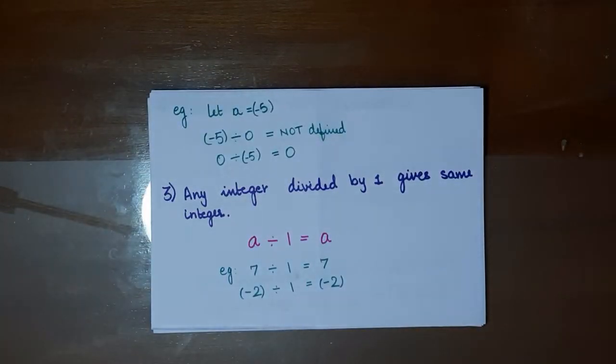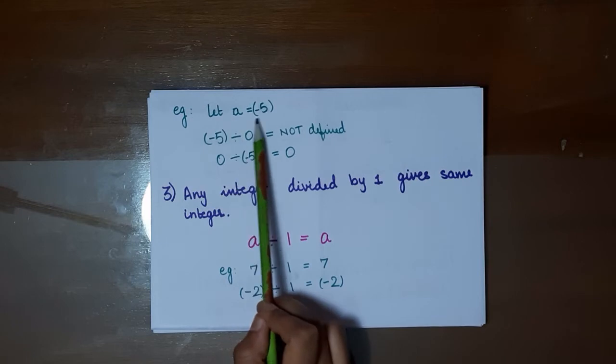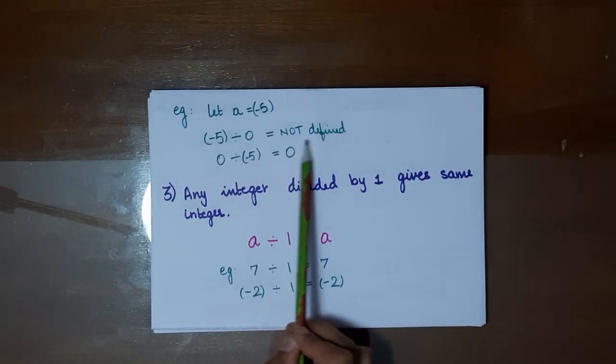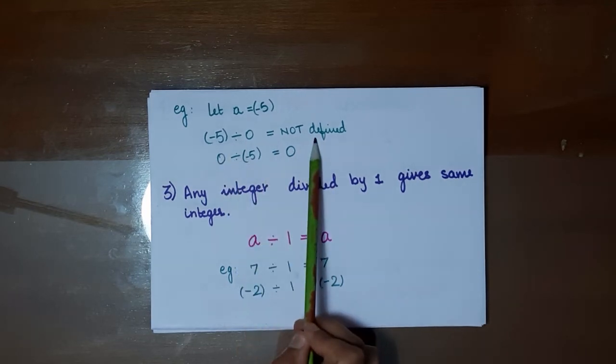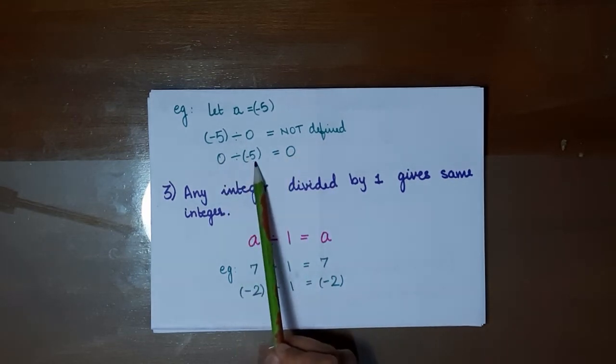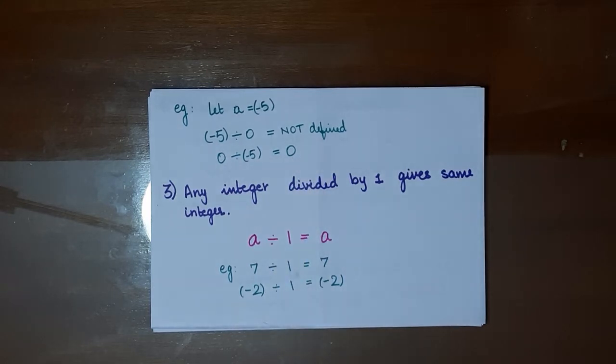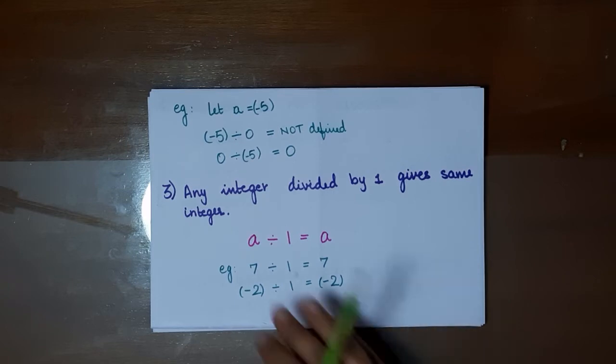Next property. Before that, let us see an example. Let a equal to minus 5. Minus 5 divided by 0 not defined. Any integer divided by 0 not defined. 0 divided by any integer, 0 divided by minus 5 equal to 0. Third property, any integer divided by 1 gives the same integer. In general, a divided by 1 equals a. Example, 7 divided by 1 equals 7. Minus 2 divided by 1 equals minus 2.